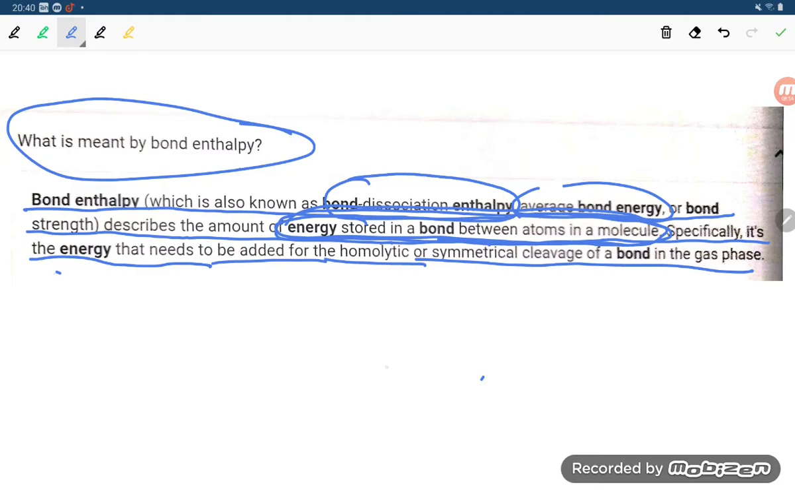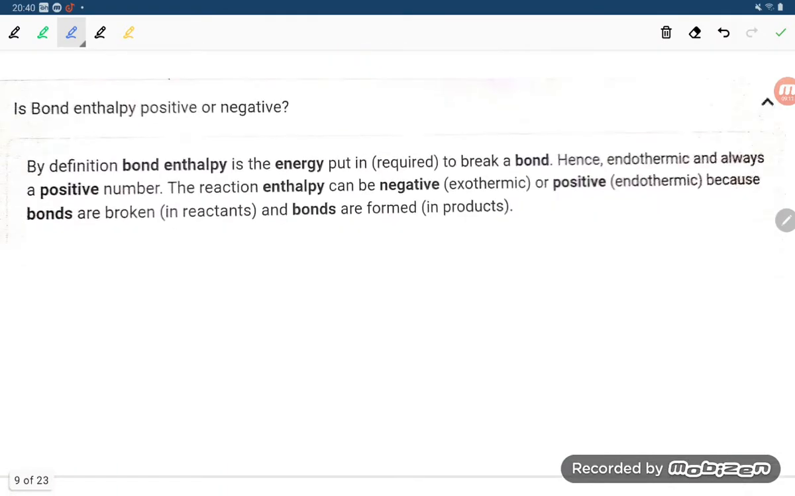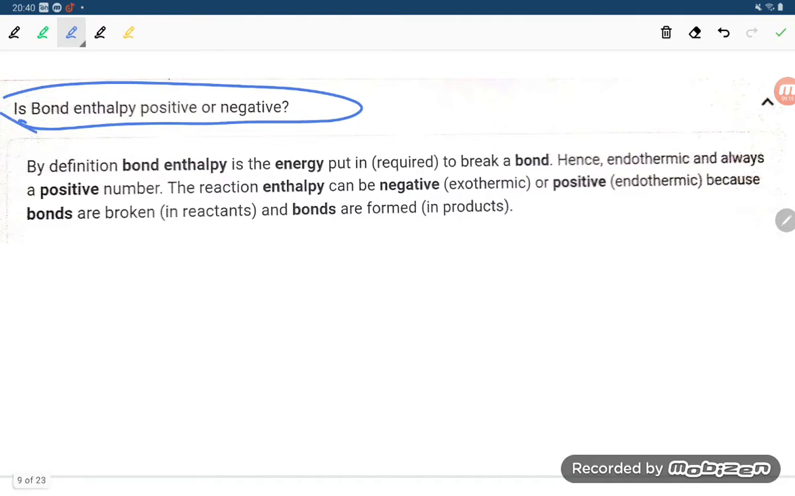So suppose we have HCl. This bond has some energy. So if you want to break it, you need to apply energy. If you apply the energy, then only the bond will break, which is known as the bond enthalpy. Now let us see, is bond enthalpy positive or negative?